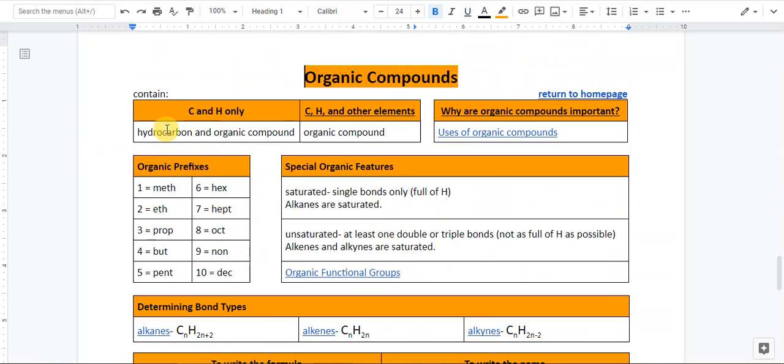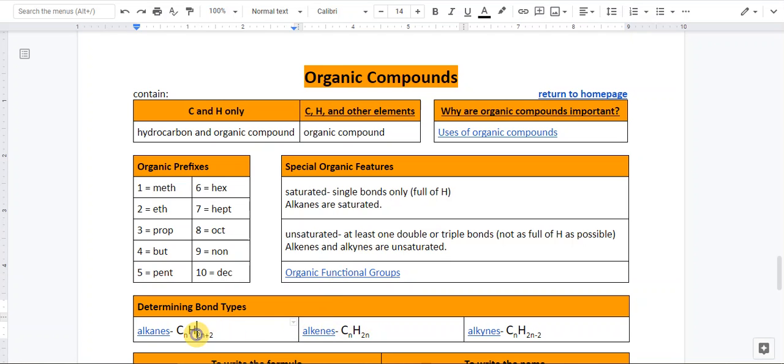So alkenes are another kind of hydrocarbon. They only have C and H in them. They will use these same prefixes, but what's different about them is that they are unsaturated, meaning that they have at least a double or triple bond. Alkenes have the double bond, so they are unsaturated. So they are going to use a different formula for their hydrogen number.